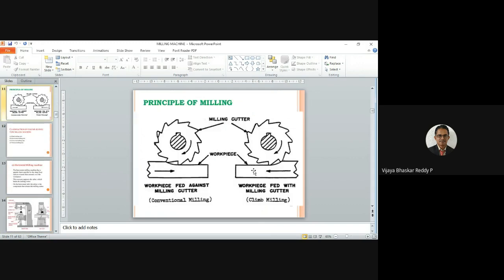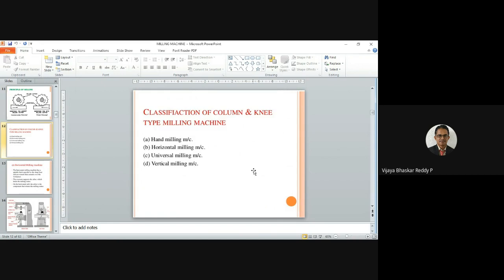And the principle of milling cutters: the workpiece is fed against the milling cutter, which is conventional milling, and the other is the workpiece fed with the milling cutter, which is the climb milling process. So the broad classification is up milling and down milling.